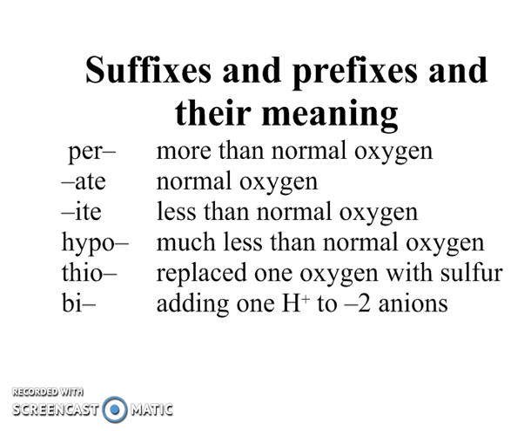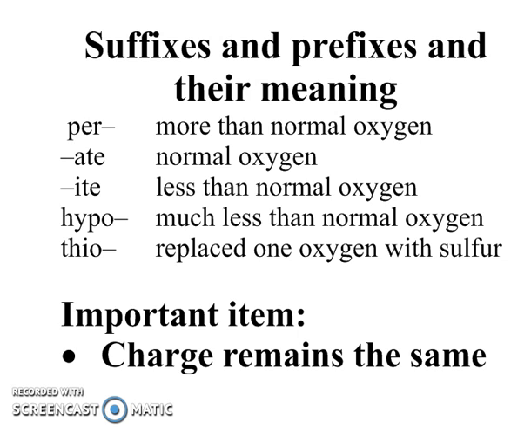Thio means replace one of the oxygens with sulfur, and bi is when we're dealing with adding a hydrogen to a -2 anion. An important thing to remember is that when you're using the suffixes and the prefixes, the 5 that are listed, per, ate, ite, hypo, and thio, the charge remains the same on the ion. So you do not affect the charge, you're just going to change the formula.